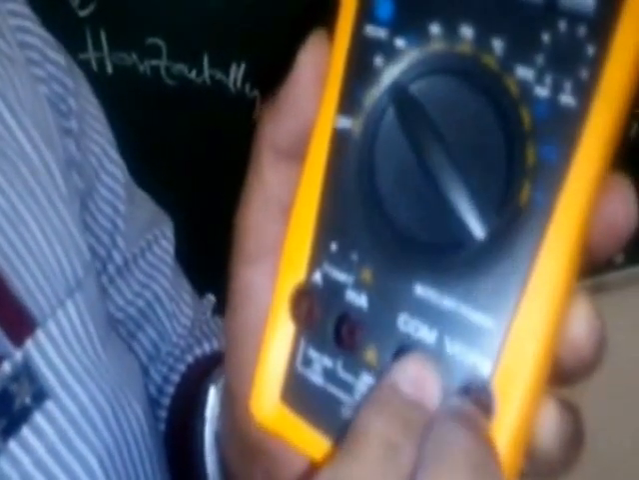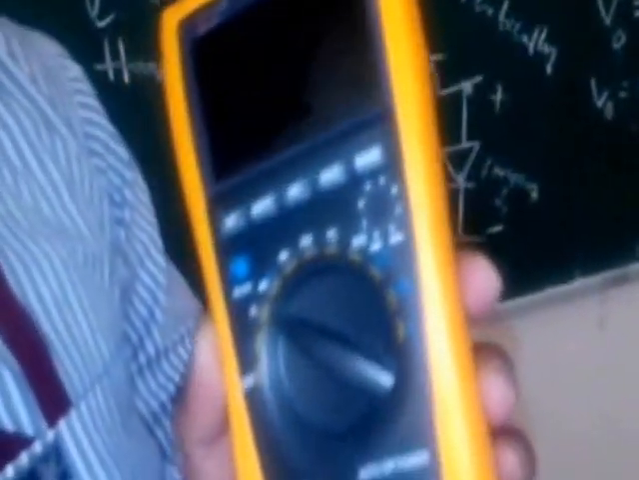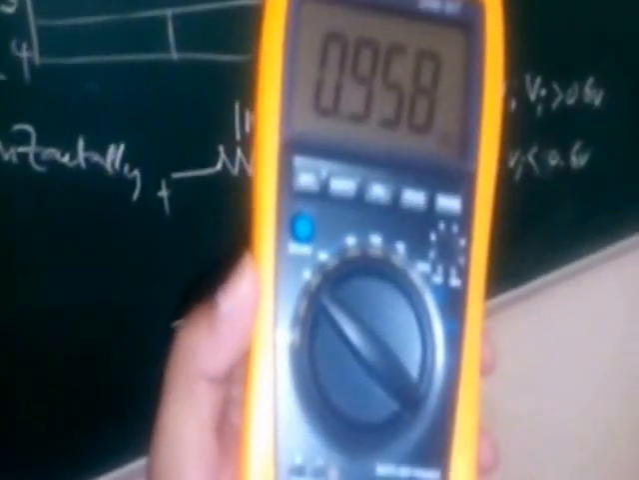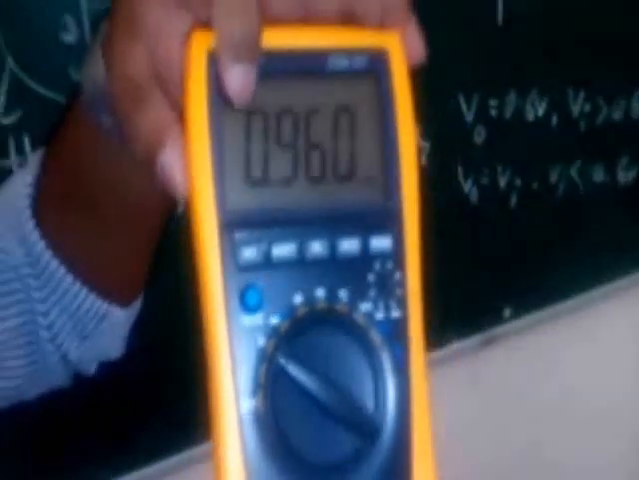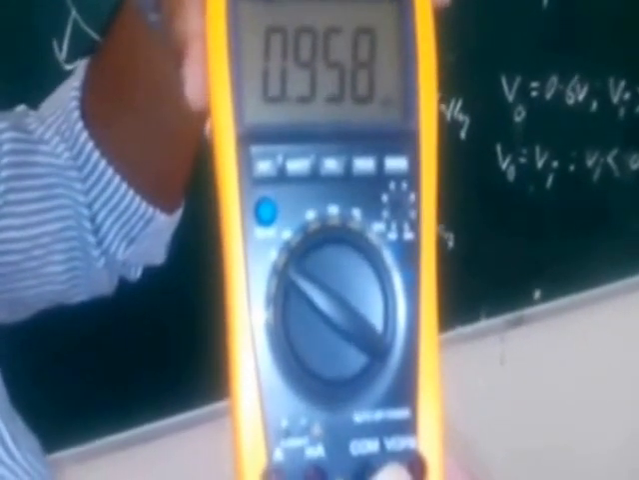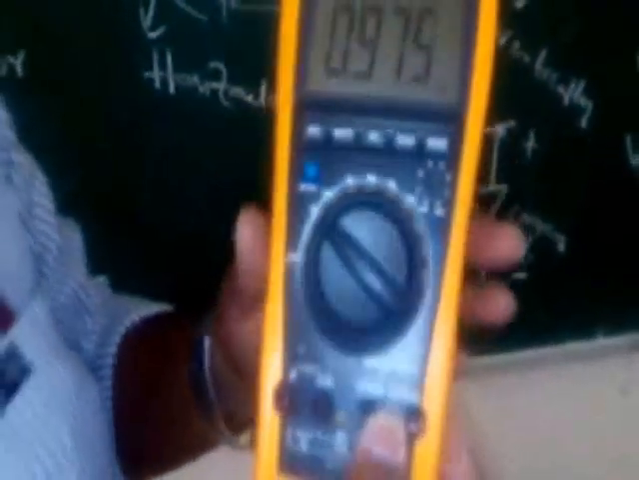So it is in the kilo ohms. The two terminals of the resistor can be connected like this. If you connect like this, it will indicate the value of the resistance. So it is indicating 0.95 kilo ohms. That means approximately 1 kilo ohm. This difference we are getting is due to the tolerance.